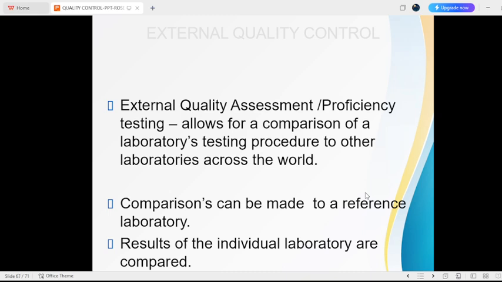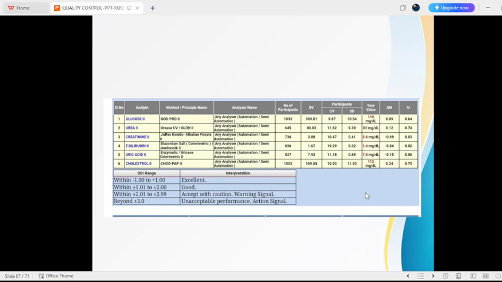Next is about the external quality control. External quality assessment or proficiency testing allows a comparison of a laboratory's test procedure to other laboratories across the world. So, internal quality control is used to assess the variation inside the lab and between the lab staff, whereas external quality control, as the name indicates, is used to compare the lab to an external reference lab. So comparison can be made to the reference laboratory and the results of the individual laboratory are compared. So this is the pictorial representation of an external quality result.